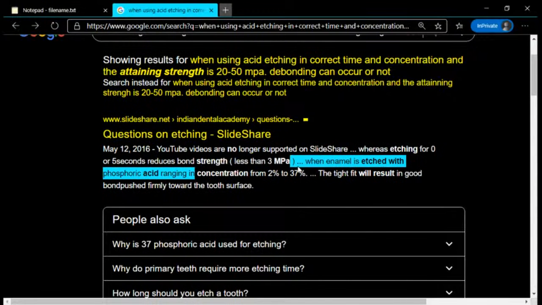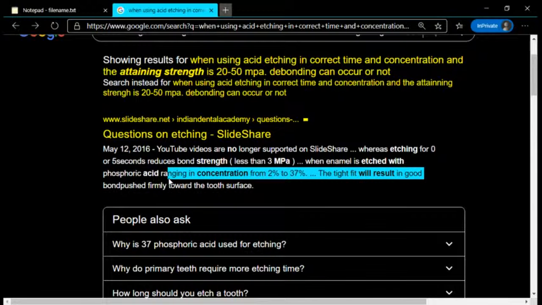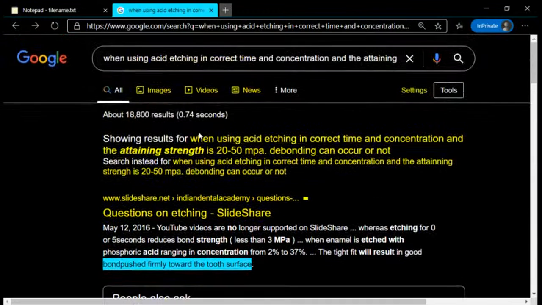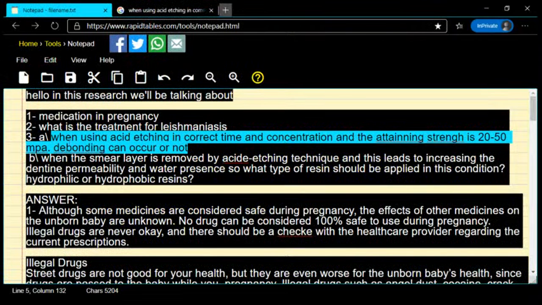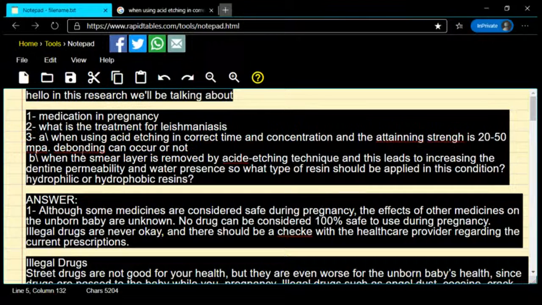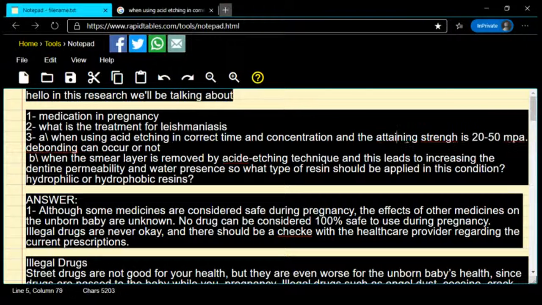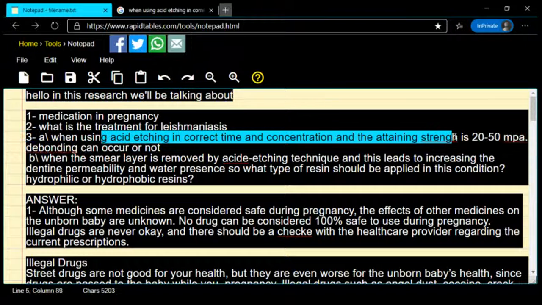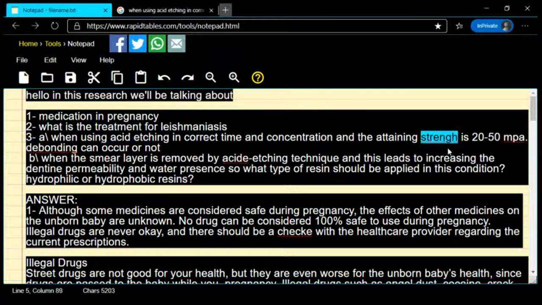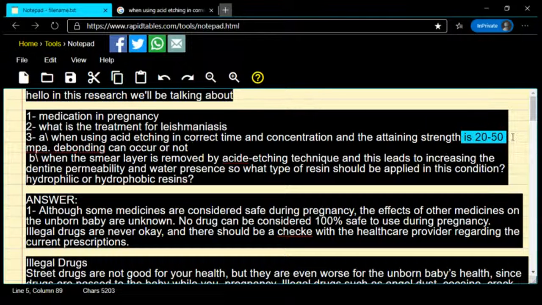When normalization with phosphorus in a good bonding firmness over the tooth surface. I think it will not occur because we're using the acid etching in correct time and concentration and attaining strength is 20 to 50 MPa. Okay, debonding can occur or not.